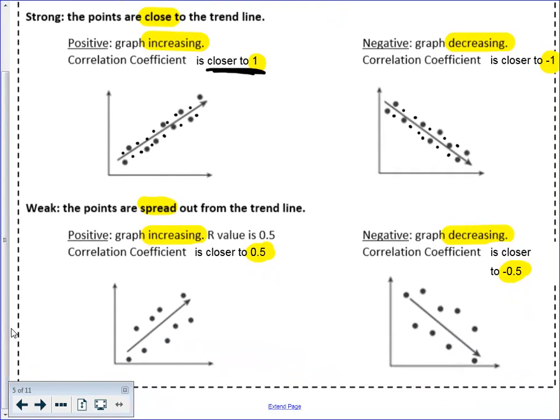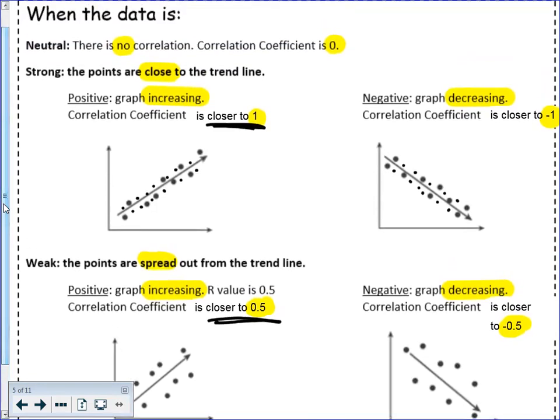You do want to make sure that you know these numbers. So if I am weak, I'm closer to 0.5. If I'm strong, I'm closer to 1. If I am no correlation at all, I'm going to be more on the 0 end.